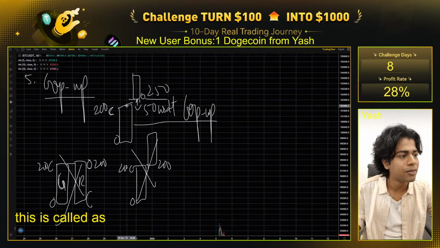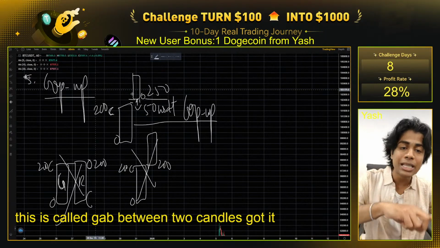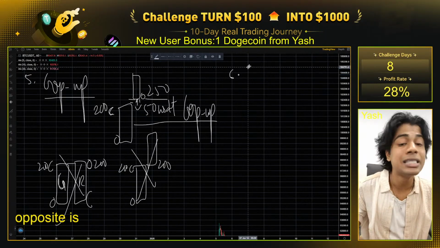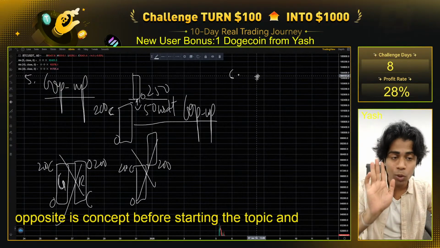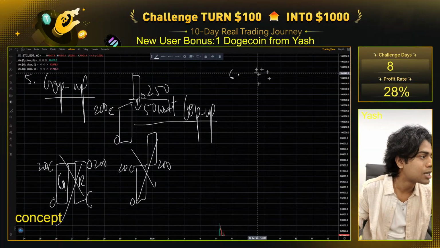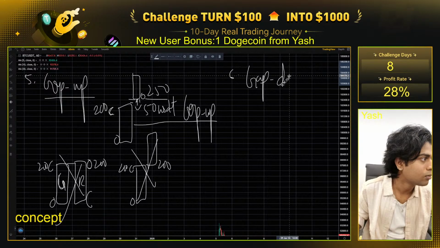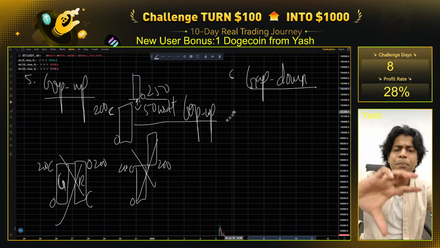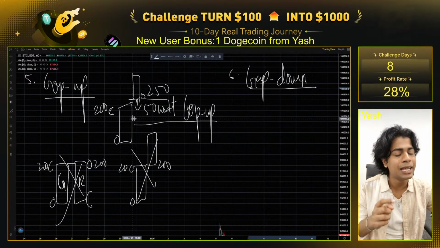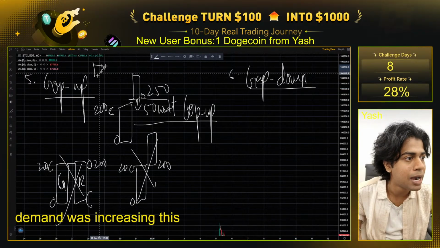This is called gap opening when there is a gap between two candles. Got it? Now the exact opposite is gap down opening. Sixth concept. Before starting the topic, I'm explaining the concept. Okay, understand this. Gap down is completely opposite of it. In gap up, demand was increasing, and this happens because of demand increase.